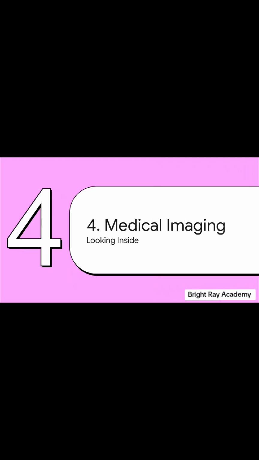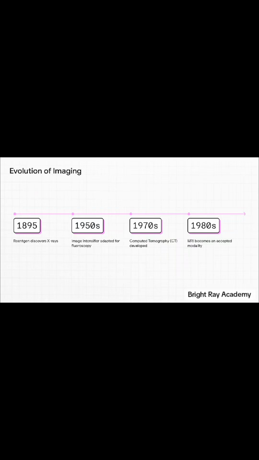Section 4. Evolution of medical imaging, looking inside. From that single grainy image of a hand, the entire field rapidly evolved. We started with Röntgen in 1895. Fast forward to the 1950s, and a light amplifier tube was adapted for fluoroscopy, which suddenly allowed for dynamic, moving images, like watching a live broadcast inside the body.